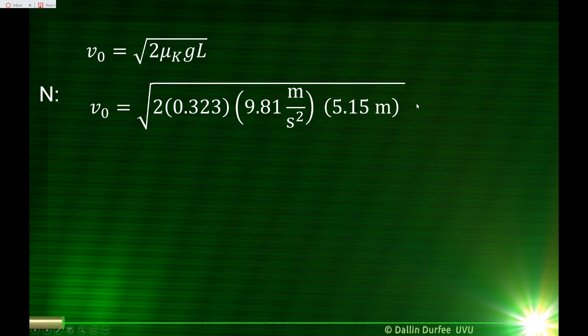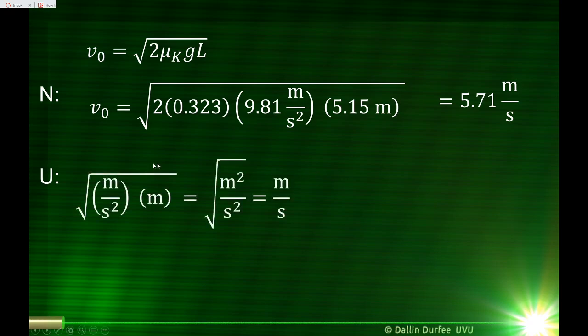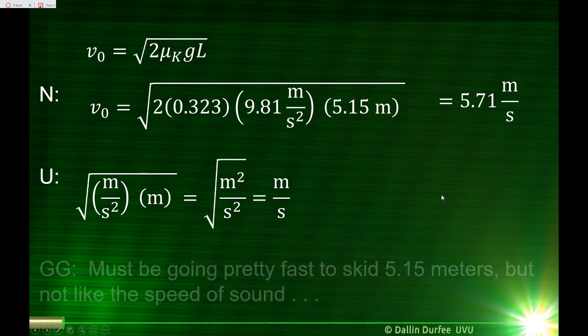Okay, now let's go ahead and plug numbers in. So we plug in the givens, and we find that the initial velocity had to be 5.71 meters per second to 3 significant digits. All right, do the units work? Well, we have the square root of meters per second squared times meters, which is the square root of meters squared per second squared, which is meters per second. Okay, so we get a velocity like we should.